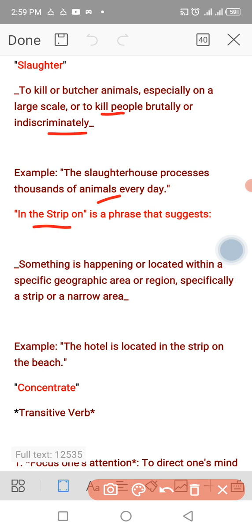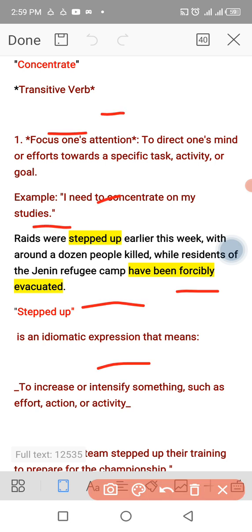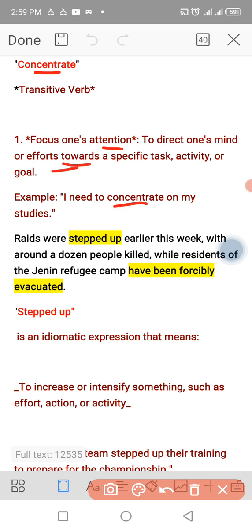In the Strip: something is happening or located within a specific geographic area or region, specifically a strip or narrow area. The hotel is located in the strip on the beach. Concentrate: to focus one's attention, to direct one's mind or efforts toward a specific task, activity, or goal. I need to concentrate on my studies.